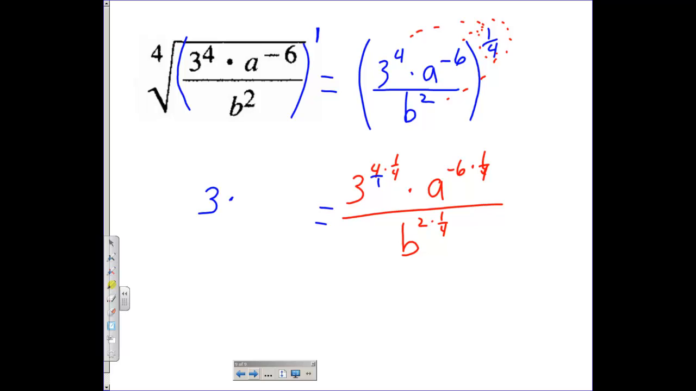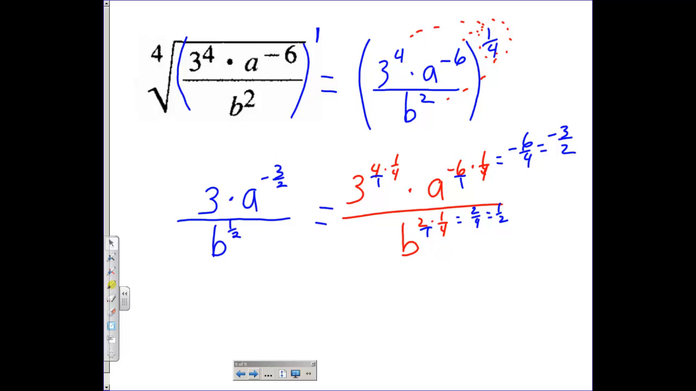times, and over here we have a negative 6 times 1/4 is going to give us a negative 6/4, and I'm going to reduce that to negative 3/2. So a to the negative 3 over 2 power. And yes, there is a negative exponent there, and we'll deal with that in a moment. Put your fraction bar. And this is going to be 2 over 1 times 1 over 4, which is going to give us 2 over 4, which is 1/2 power, so b to the 1/2 power.